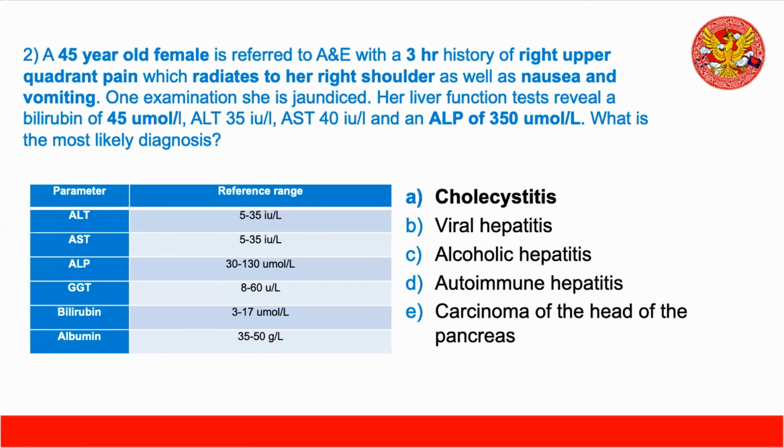And the history is quite suggestive, especially with the radiation to her right shoulder, because that's to do with the referred pain dermatome thing with an inflamed gallbladder. So that's trying to emphasize that it's important to interpret the clinical history alongside the tests, because it can help you out. In terms of the liver function tests, bilirubin is raised, and looking at ALT and ALP, ALP is raised to a greater degree than ALT, and so that's suggestive of an obstructive cause, a cholestatic liver injury, which cholecystitis would fit.